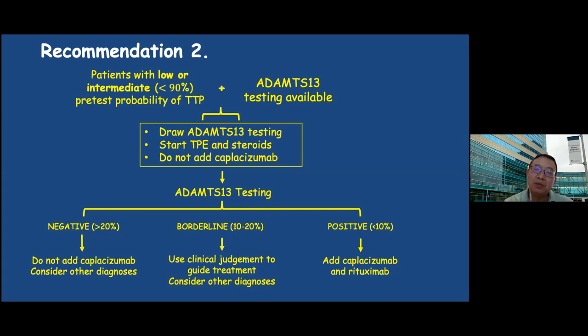If the ADAMTS13 comes back greater than 20% as previously, this patient may not have TTP at all. So in this case, you will stop caplacizumab, okay? And you do not add caplacizumab, and also stop plasma exchange and corticosteroid. You consider other diagnoses, okay? And again, if it's borderline, if ADAMTS13 is between 10 to 20%, clinical judgment is also required to guide the further management, okay? Anybody has a question?